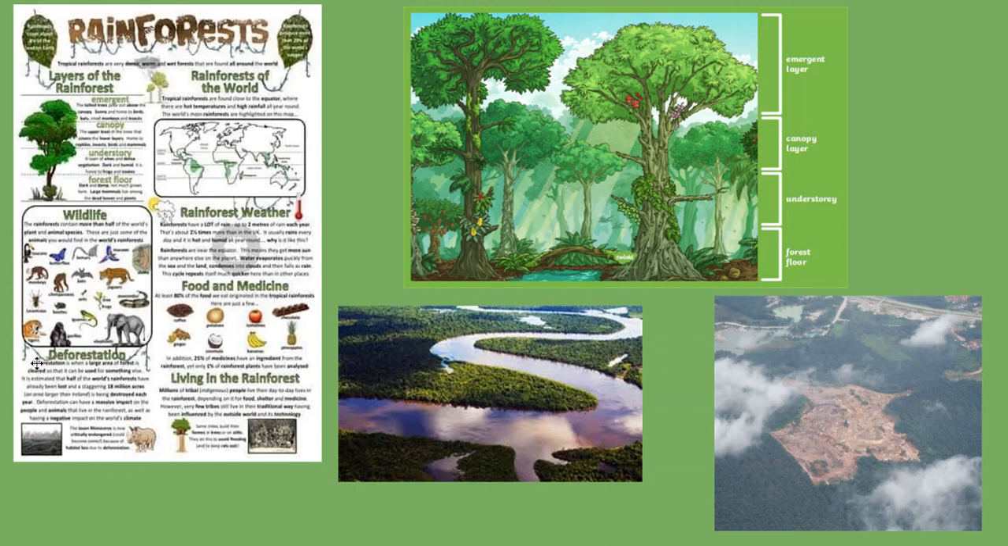Or you might like to find out about deforestation, the way that people are damaging the rainforest and using it for other means. Here's a picture of the Amazon rainforest with a big chunk of the trees chopped down. That's the deforestation of the trees. You can see that big chunk missing there from the Amazon rainforest.